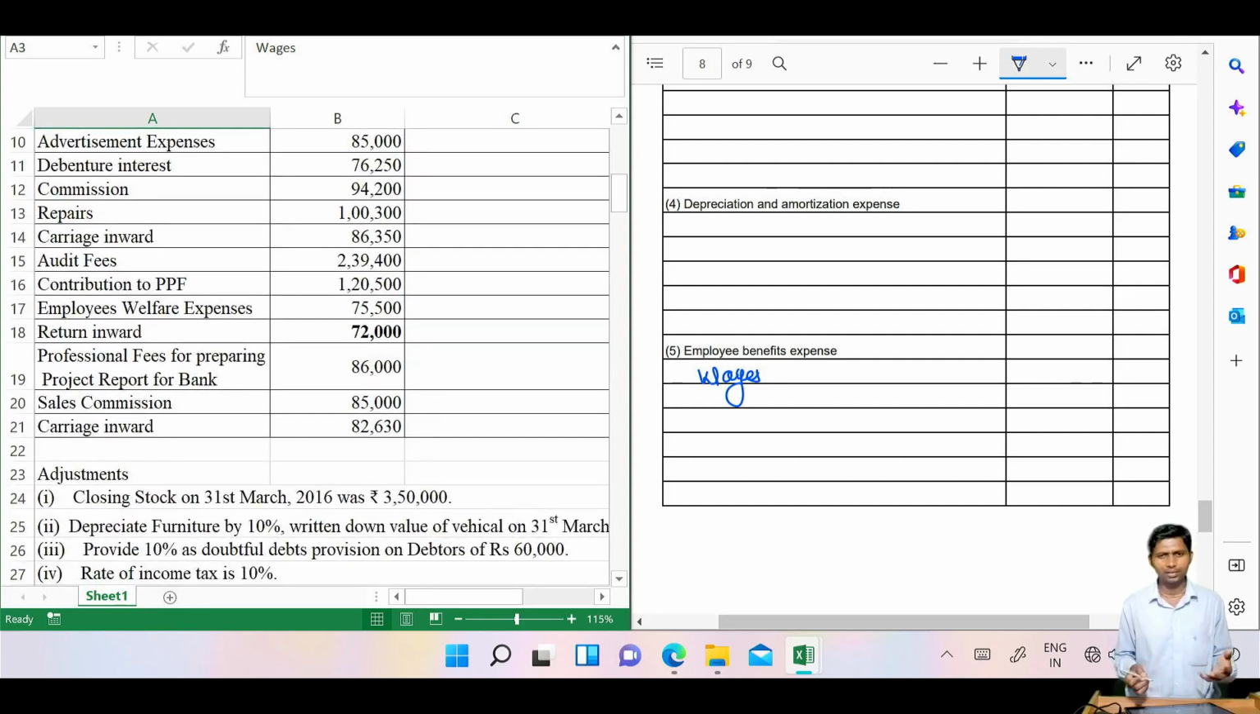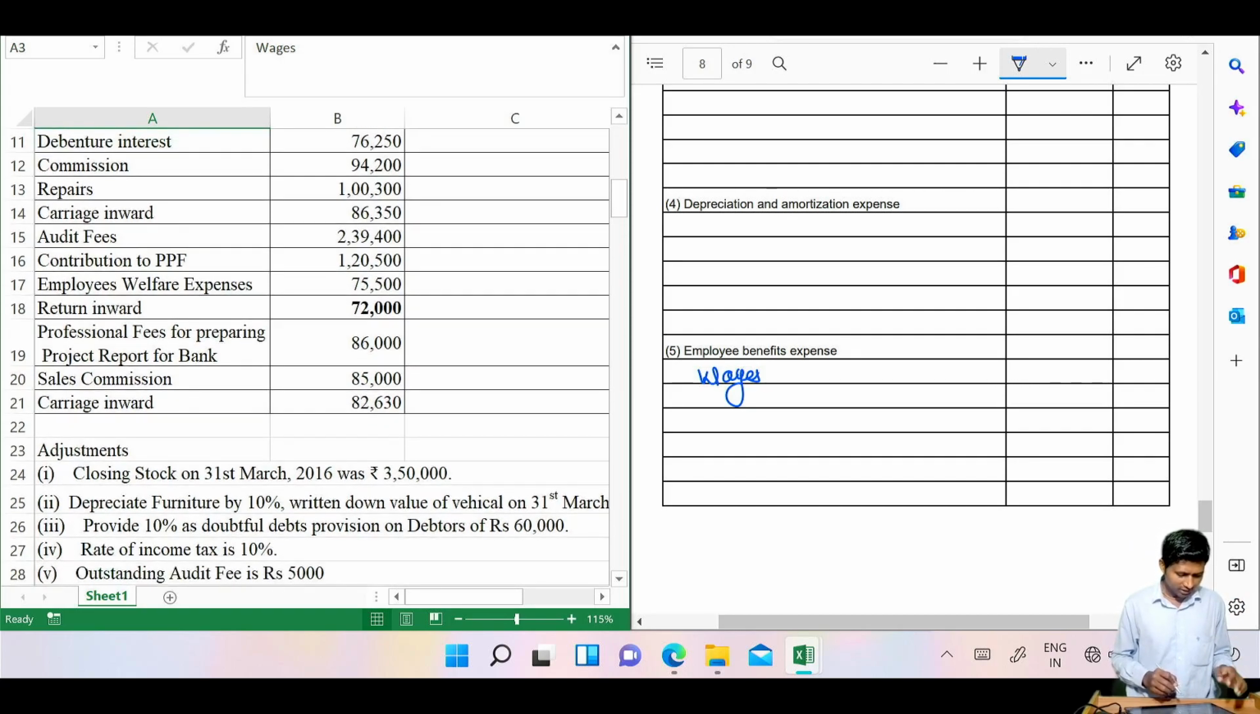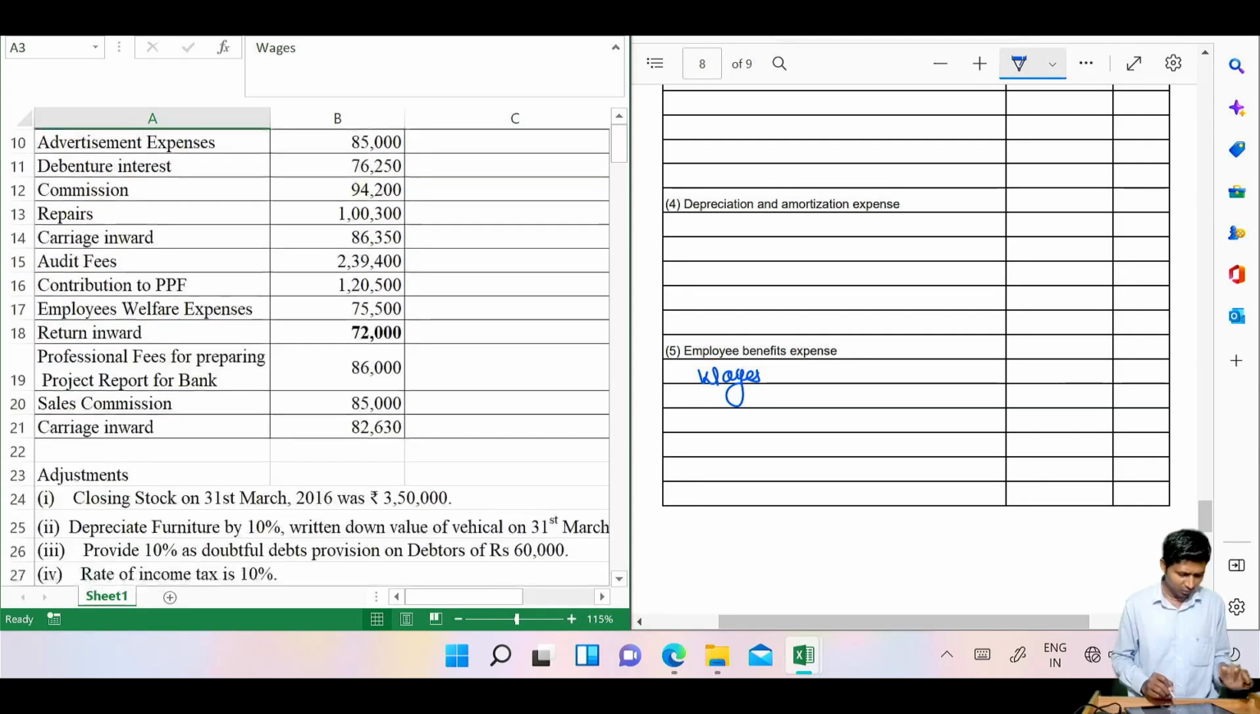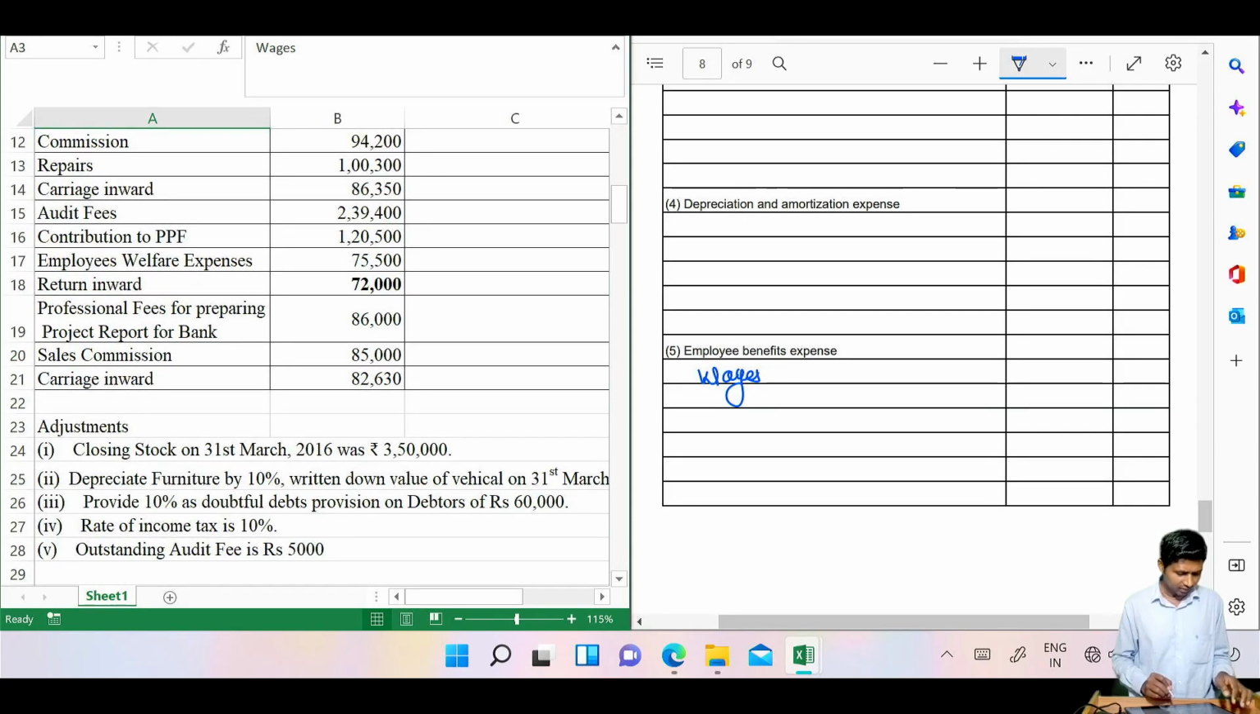Or the again scratching that from outer column, writing in the inner, then doing the adjustment and all. Instead of this, wasting time as well as making paper shabby. What we'll do, we'll try to give stars and then try to do some space management. Closing stock, no adjustment, no star. Depreciate furniture, are they given depreciation here? No. Okay. So directly that will write the effects, we'll find it, and then you can calculate amount as well.